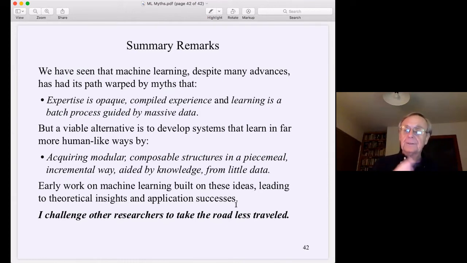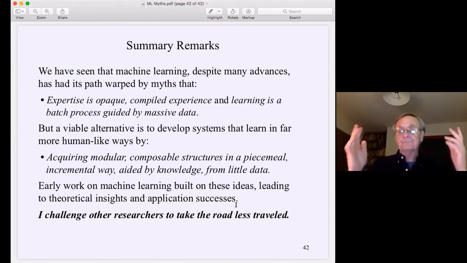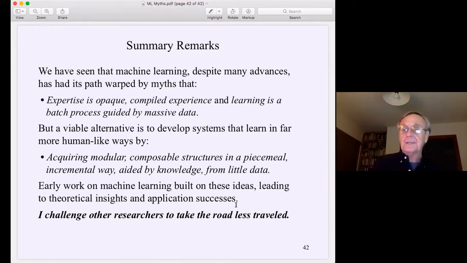If you go back and look at the early history of machine learning, there are many examples of systems that exhibited this kind of behavior. There were many theoretical insights. As I said, the early application successes were on maybe a few hundred training cases. And we did not have to abandon that. There is still plenty of work to be done in that paradigm as well.